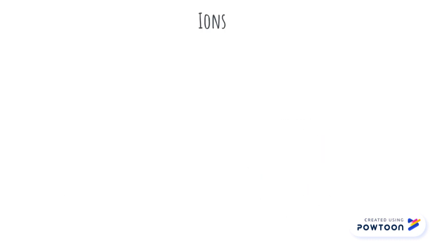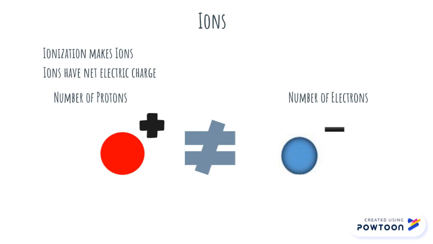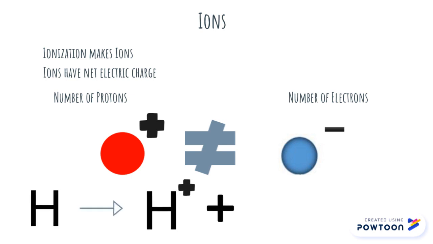Okay, but what is an ion? An ion is an atom or molecule with a net electric charge due to the number of protons and the number of electrons not being equal. We see this in hydrogen here, as it becomes positive by losing an electron and thus gaining a positive charge.